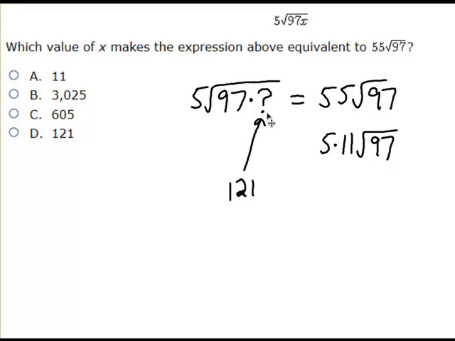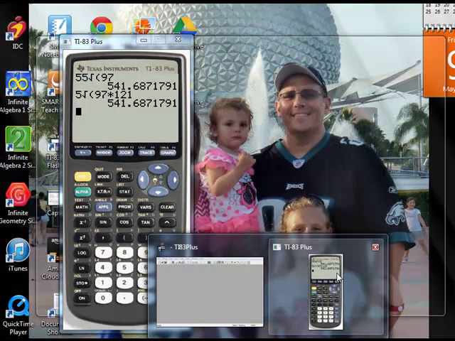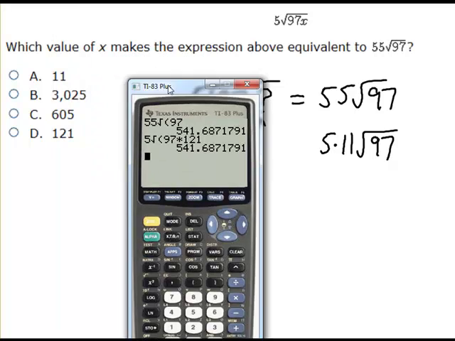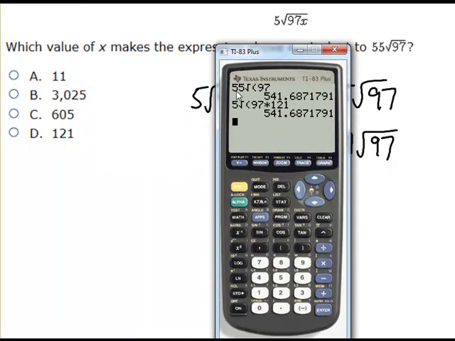I know that I need to replace the x with a 121 so that when I take the square root of 121, it becomes 11. 5 times 11 is the 55. But I can just double check on a calculator and show that my two values are equivalent. 55 root 97 is equivalent to 5 times the square root of 97 times 121. So 121 makes the values equivalent.